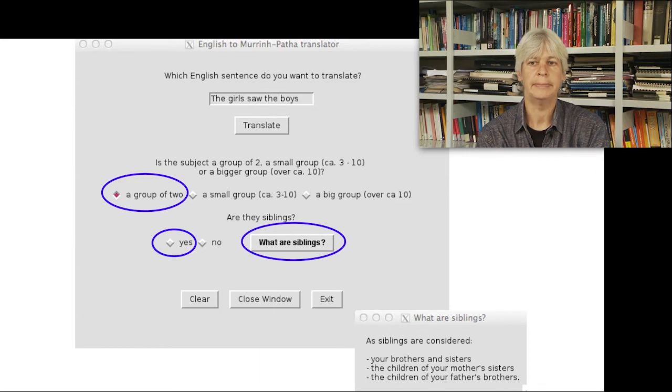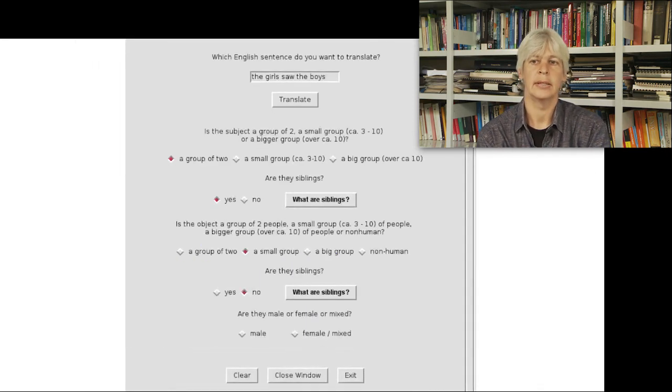I said yes. Okay, once I click on that, what I get is this whole big window. I've answered all these questions up here about the subject, the girls, group of 2, they're siblings, yes, and now I get the question, is the object a group of 2 people, a small group, 3 to 10, or a big group? Okay, just for fun, I'll say it's a small group. Again, I have to answer the question, are they siblings? This time we'll decide, no, they're not siblings, these boys.